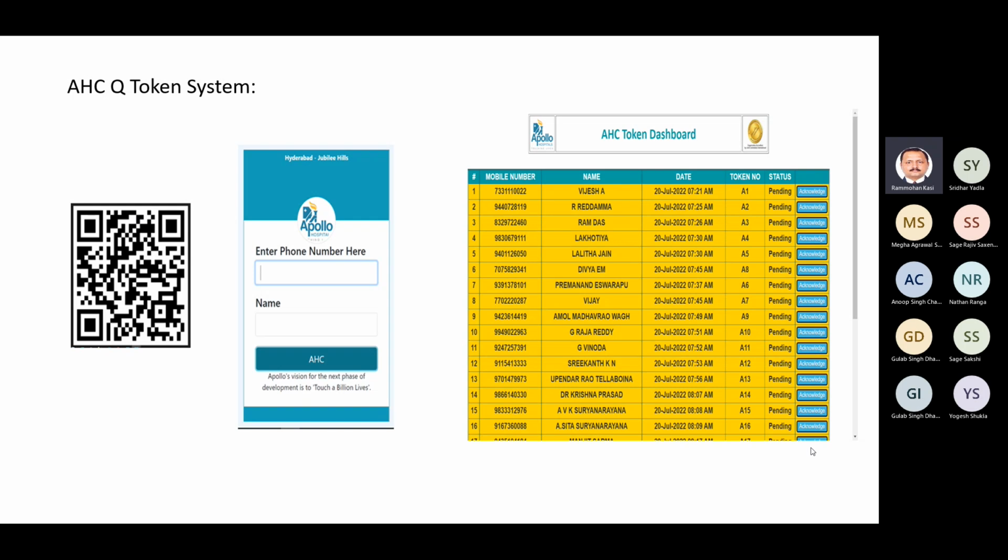In AHC, we have created a process where the customer will be scanning this and sitting in the waiting lounge. And our team will be going there, doing the counseling, and they'll make a bill for the health checkup. OP goes according to the queue management process. And if a consulted patient wants to do it directly, as I said, they'll be getting the link and they'll be doing the OP billing process.